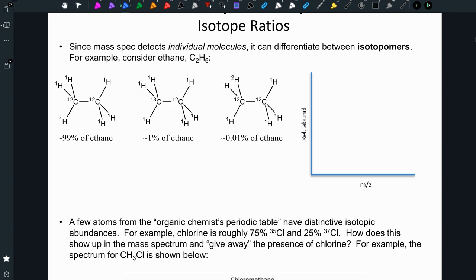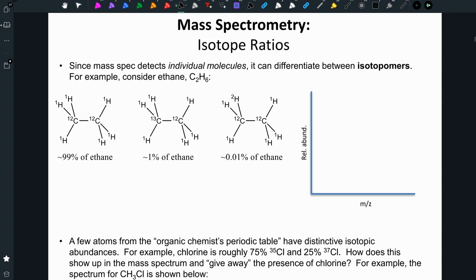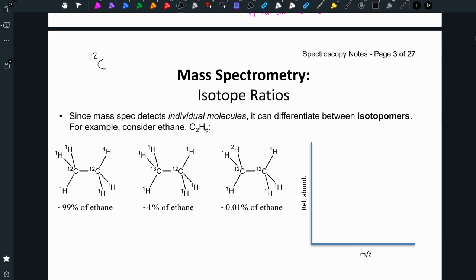We know that not all carbon atoms have exactly the same mass, and not all hydrogen atoms have exactly the same mass. So carbon is about 99% carbon 12. Remember, carbon 12 has 6 protons and 6 neutrons. But roughly 1% of carbon atoms are carbon 13. So they have 6 protons and 7 neutrons.